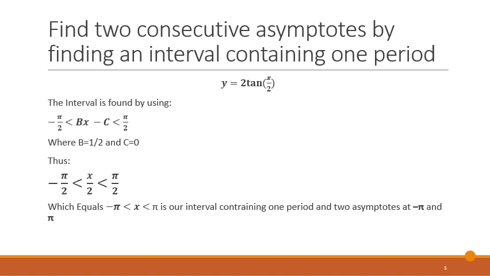So to find the two consecutive asymptotes, we're going to use the interval -pi/2 is less than bx minus c, which is less than pi/2. It's an equation that's given, where c is equal to 0, there is no c value here, and b is equal to 1/2 for our function. Therefore, -pi/2 is less than x/2 is less than pi/2, which boils down to our interval containing one period being between -pi and pi.